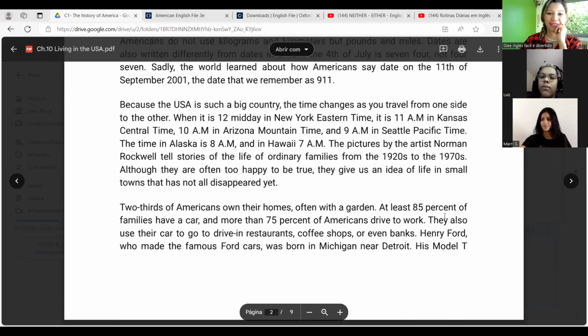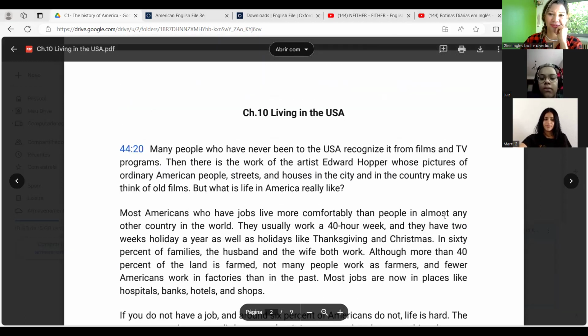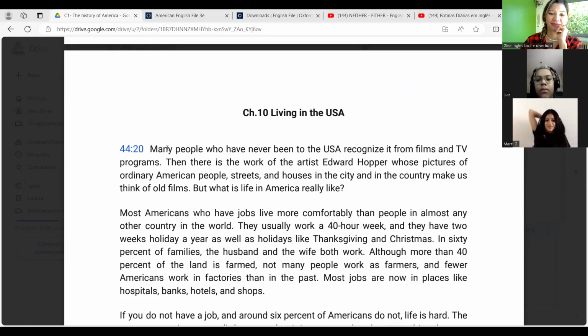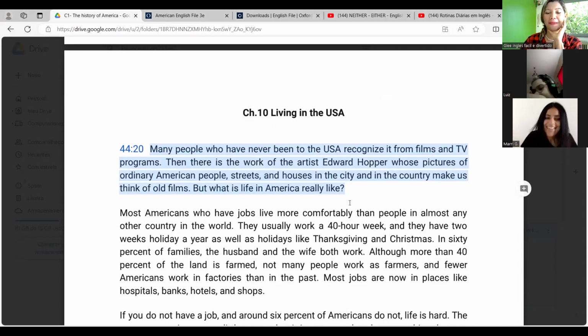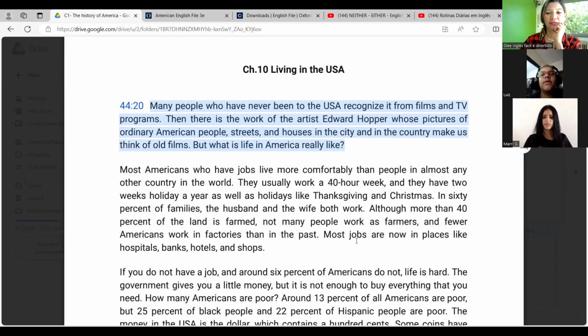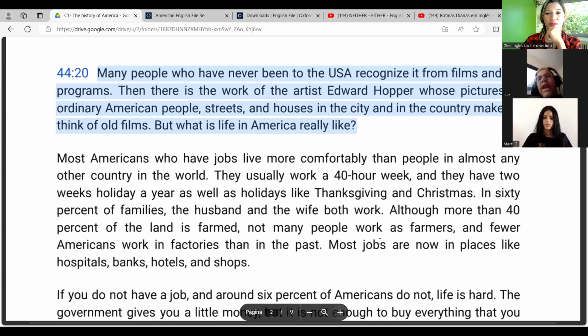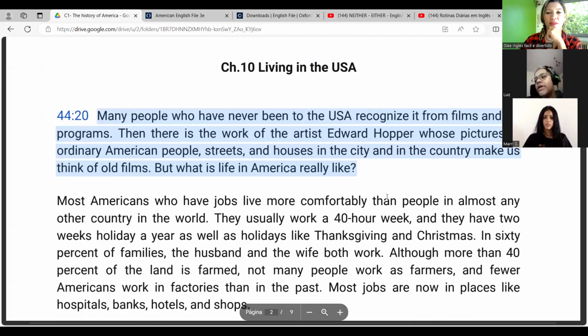What are you guys thinking? Good. I only get in my mind the idea that Americans like football. But I know that their football isn't like our football, I think.